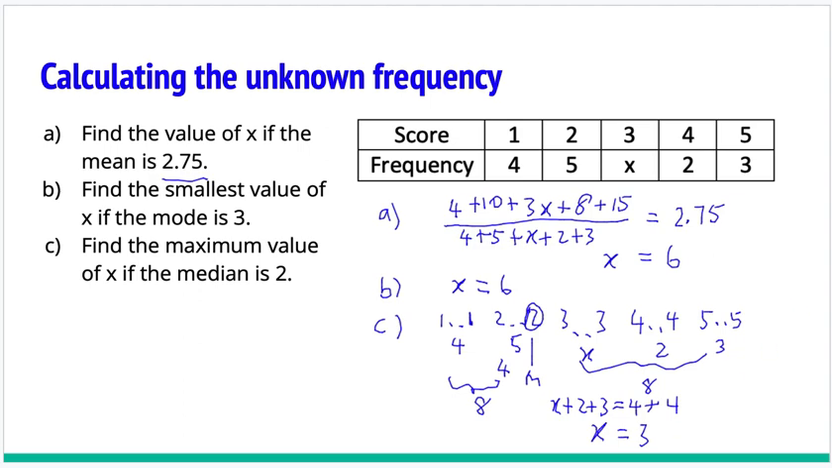And this completes the lesson on averages of statistical data. Thank you.